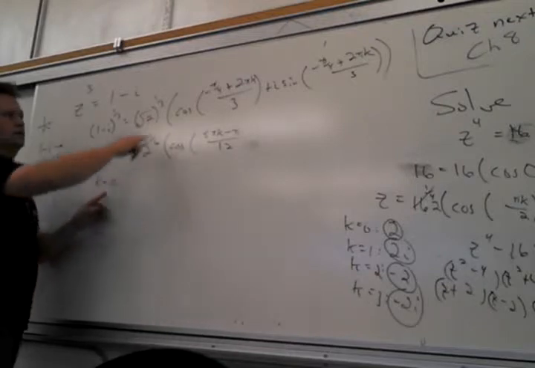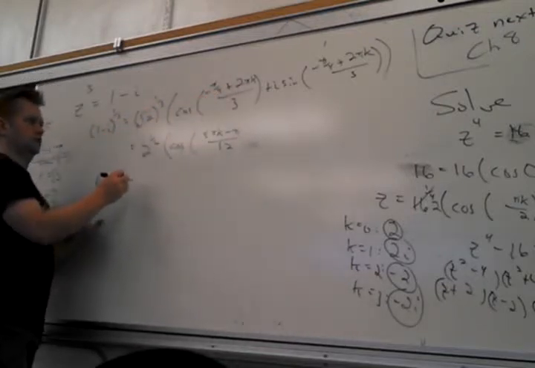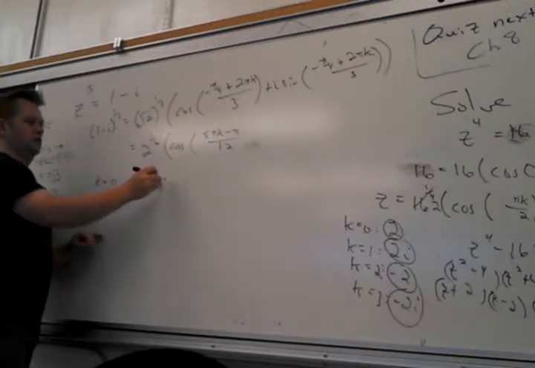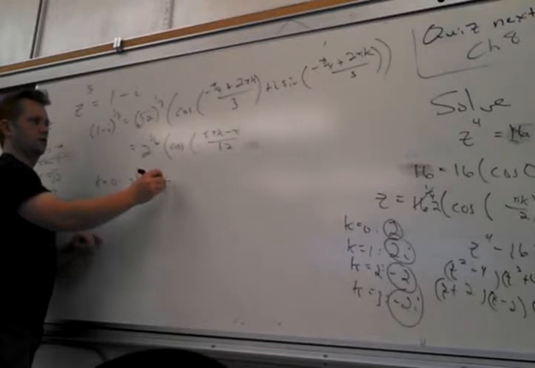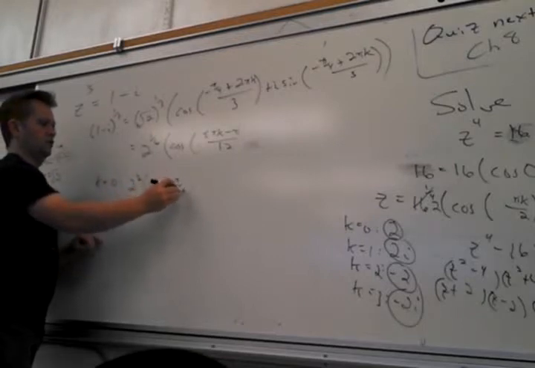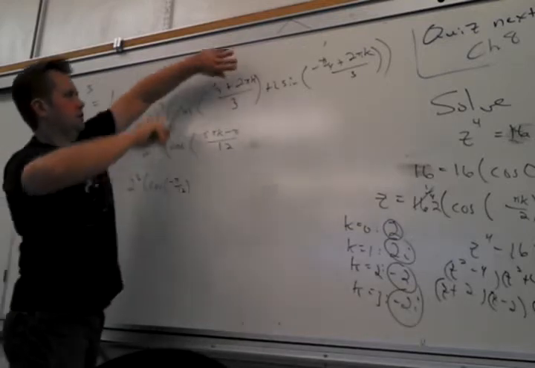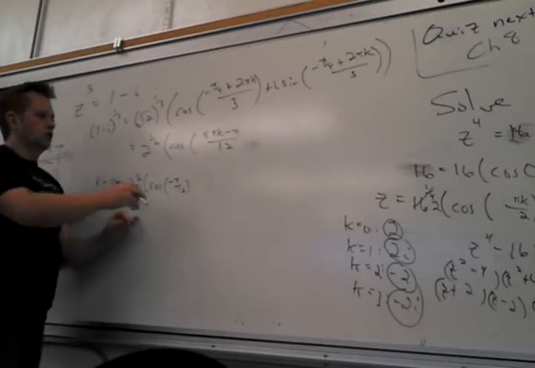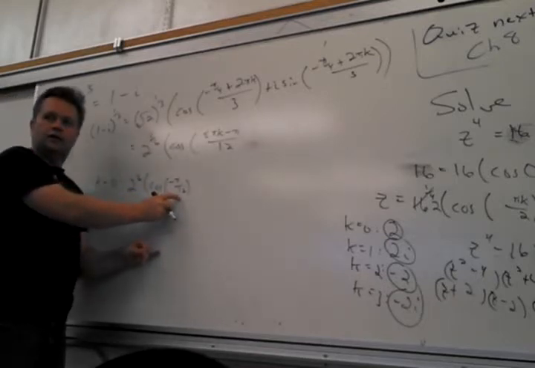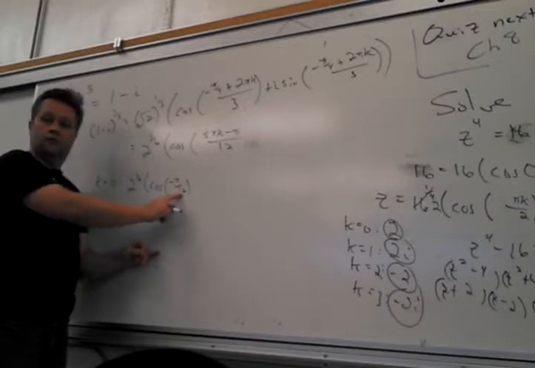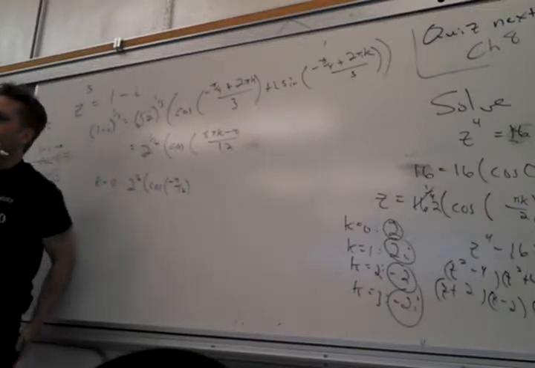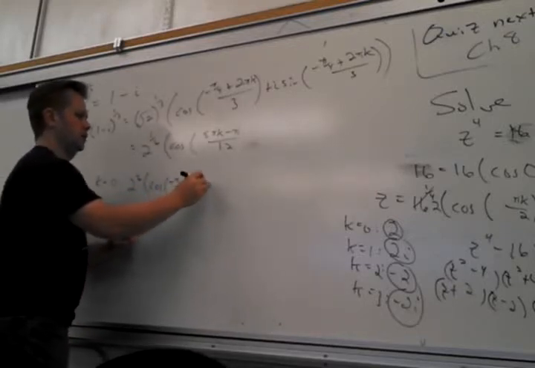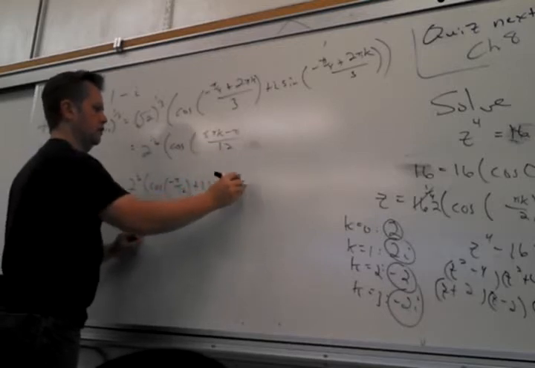If I make k 0, what do I get? I get 2 to the 1/6 times cosine of negative 3 pi over 4, negative pi over 12. Right? Because it'll be negative pi over 4 divided by 3, so now it's divided by 12 total. And if I wanted an exact answer, I could use half angle. I'm not going to make you do that. We'll take decimal approximations here. Why not? Plus i sine of the same thing.